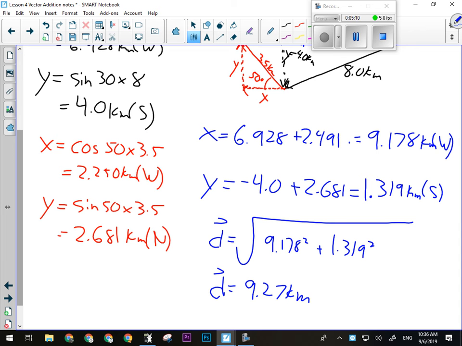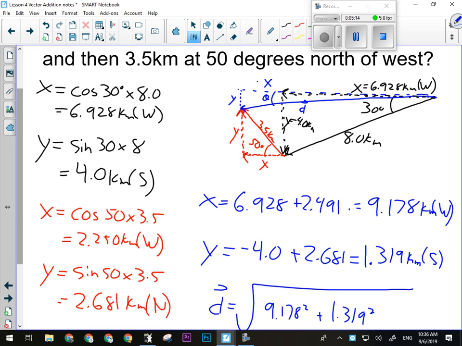Okay, and now I need to find the direction. So if I go back to my diagram here, if I want to find theta, I know all three sides of the triangle. I could use any trig function I want to find it now. Agreed? I could use sine, cos, or tan. I'm going to use tan just because I like to.